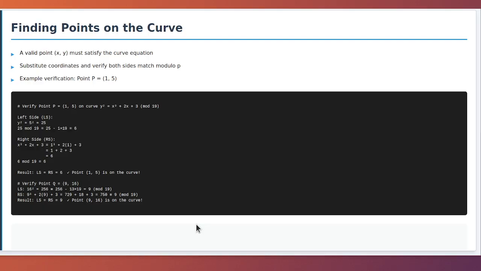This verification process is crucial in elliptic curve cryptography. We must always verify that points we are working with actually satisfy the curve equation. We can find another point, (9, 16).